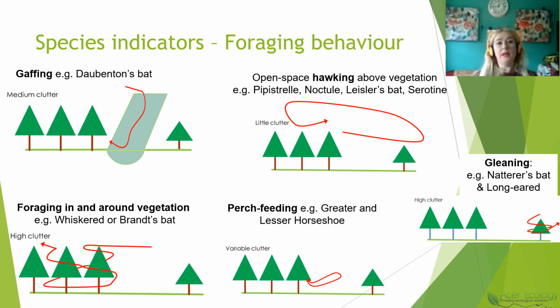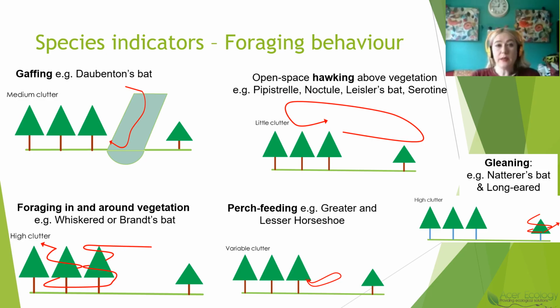So I was telling you how Daubenton's bats like to forage about 1 meter above the water surface. As they forage, they scoop up the insects from the water surface with their feet, and then they hold them with the tail membrane tucked over the insect, and then chew it on the wing. So they're eating and flying at the same time. And that style of foraging is called gaffing.